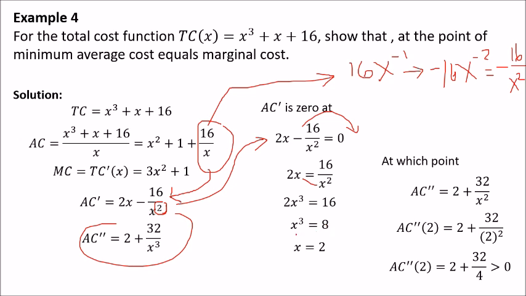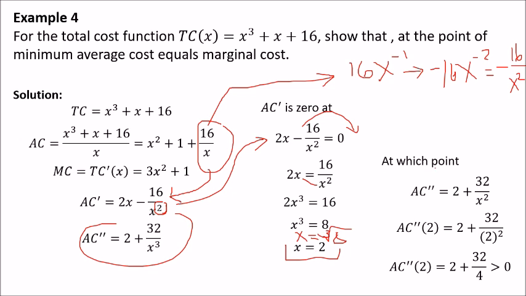So, ibig sabihin yan, x, okay, kaya natin dagdagan dito is cube root of 8. Cube root of 8 is 2. That's 2 times 2 times 2 is 8. Meaning, our x here equals 2. Now, we will test na itong x equals 2 will give the minimum.